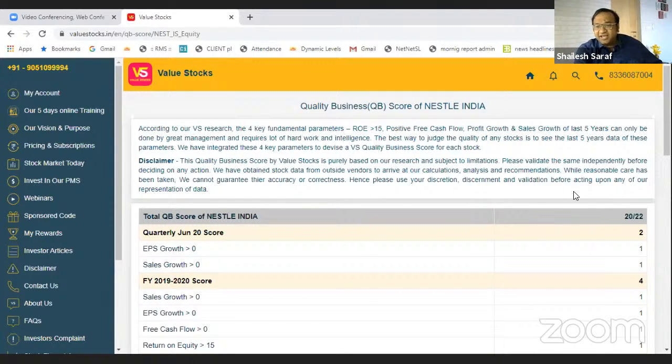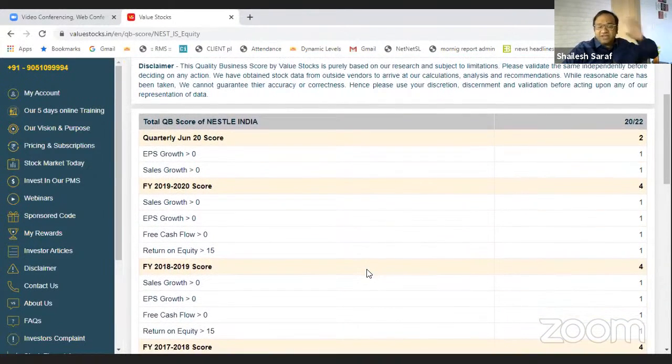Nestle's quality score is 20 out of 22. That means it's a fantastic stock. 20 out of 22 means it's getting more than 90-95% marks. Now, how is the quality decided for Nestle? If you see EPS growth, if a company is not doing profit growth, not profit, there is a difference between profit and profit growth. What is the difference between sales and sales growth? Okay, because you show the PPT, the sales growth PPT.